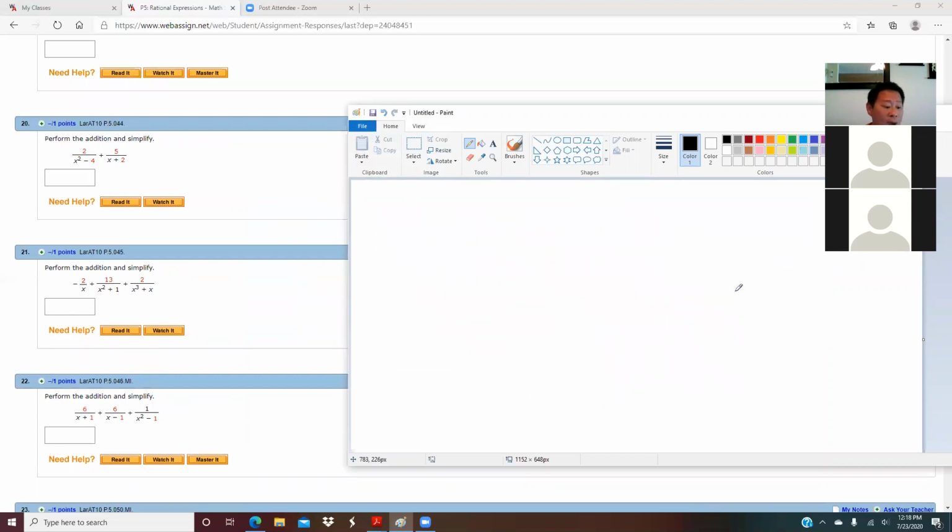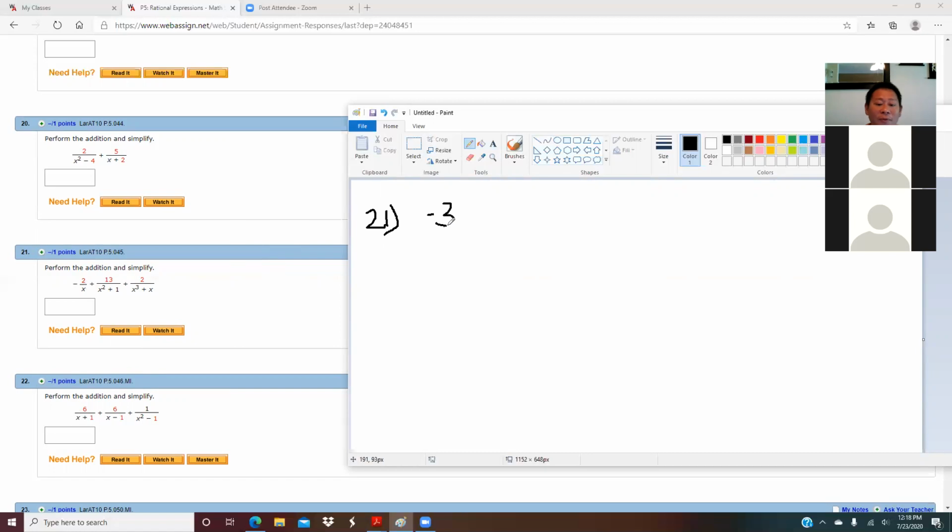Okay, so let's do 21. 21 is more difficult than 22, so I will do 21 here, and you guys go ahead and do 22 at home. I think you guys know the watch it symbol, right? If you are stuck with your questions, watch it and they will show it to you. 22 is a bit easier because the LCD is already given here. But for 21 it's a little bit tough.